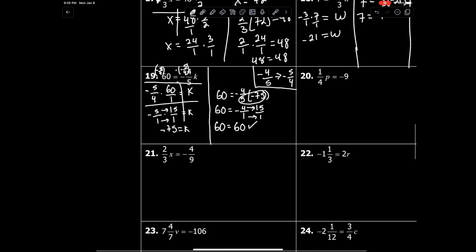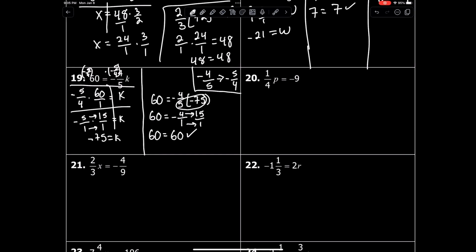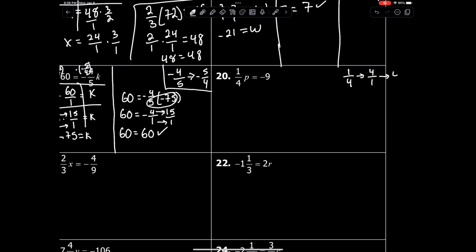So for number 20, I want to show you another way you can solve these. If you have a 1/4 out front, let's look at the reciprocal of 1/4 and see what we would normally do. Well, flip it around, you get 4 over 1. But don't we know that 4 over 1 is really just 4? Because 4 divided by 1 is just 4. So what we're going to do is actually this time just multiply by 4. Multiply both sides by 4.